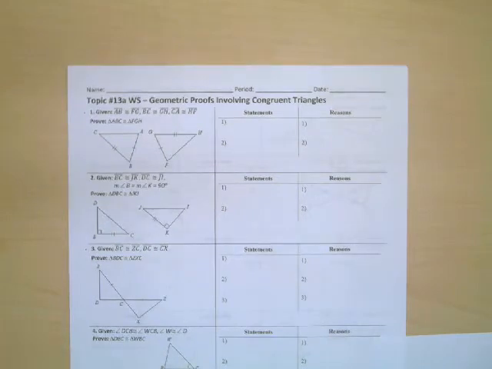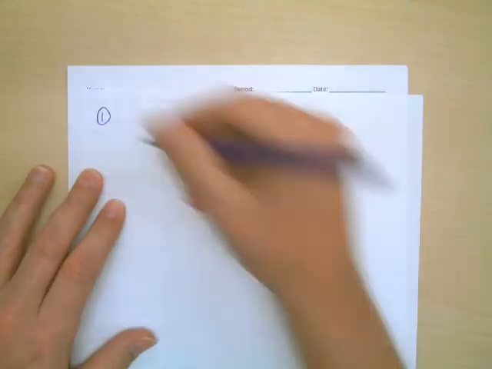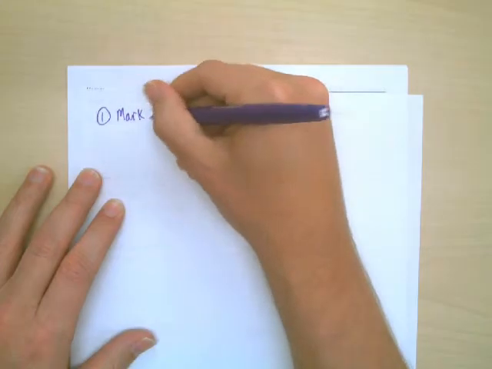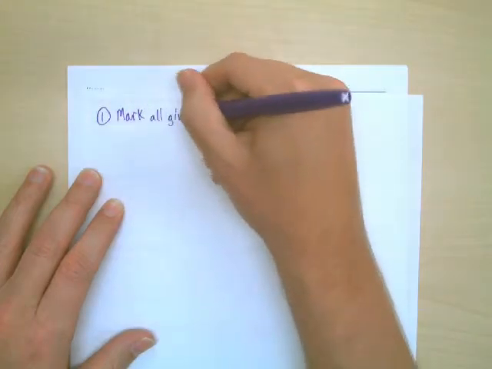Hey, Geometry. Here to talk to you today about geometric proofs involving congruent triangles. Before we do any of these proofs, I want to talk to you about three things I'm going to make sure I do for every proof. Number one, I'm going to make sure that I mark all given information.